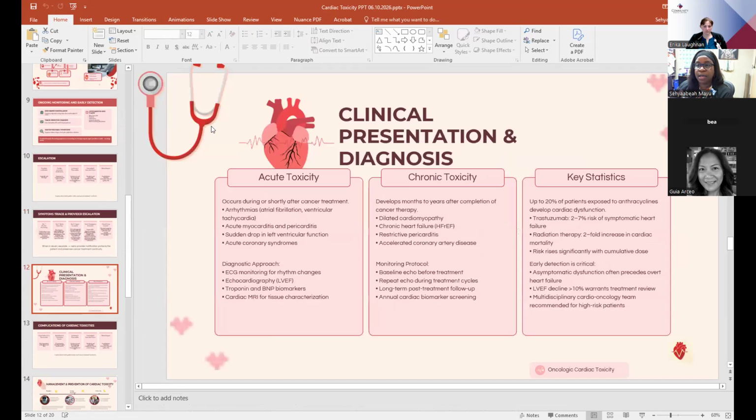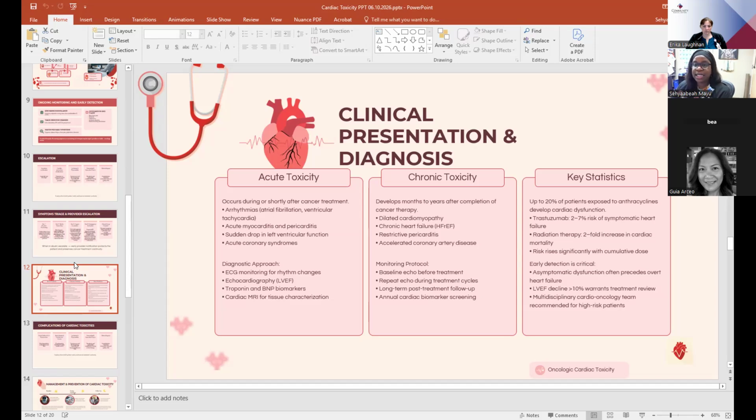And here, highlighting acute toxicity versus chronic toxicity and what that looks like. So it occurs during or shortly after cancer treatment. We'll see arrhythmias, acute myocarditis, pericarditis. We'll see sudden drop in left ventricular function. We'll see acute coronary syndromes. This is where we can incorporate our ECG monitoring for rhythmic changes, our echoes, looking at our troponins and BNP biomarkers, and then the cardiac MRI. We're going to be emphasizing a look at that.